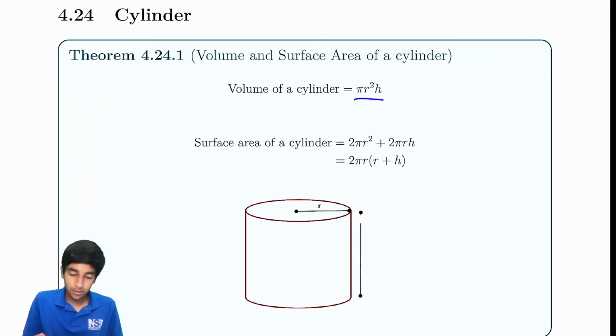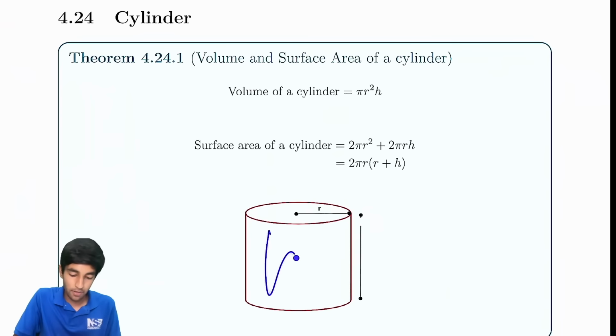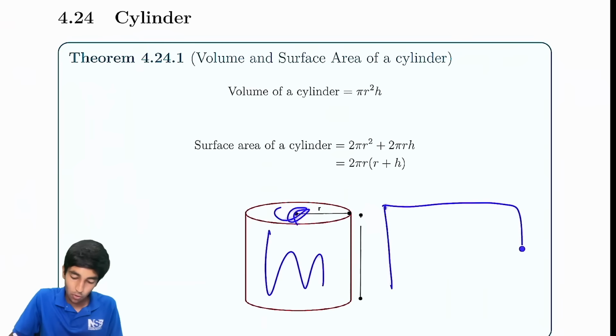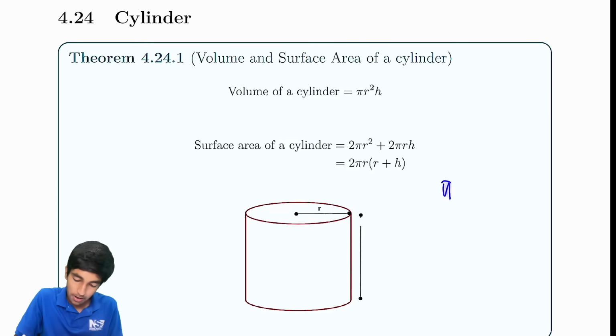Cylinder, volume pi r squared h, surface area is just 2 pi r times r plus h, right? You find this thingy plus this thingy, unfold into a rectangle, 2 pi r and h, if you ever forget that.